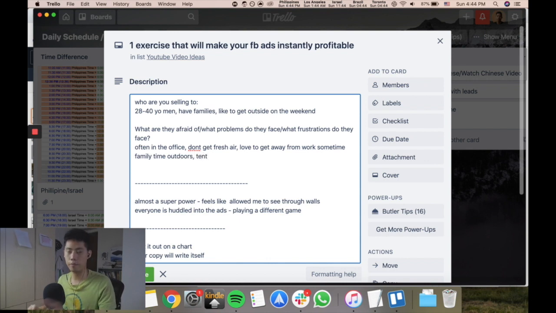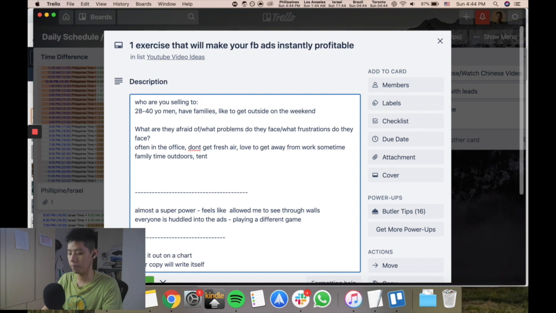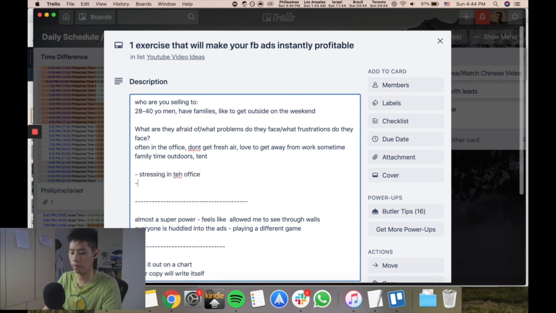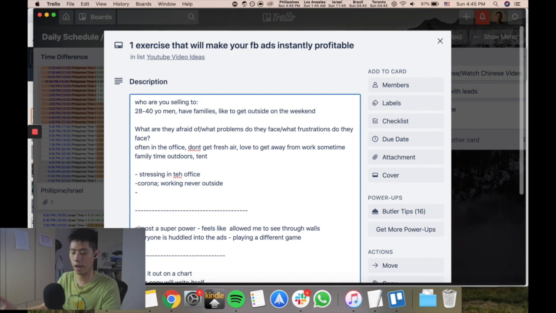After defining the customer persona, what you want to do is put all of this messaging into the product page and the copy. Be it on the ads, in the video, or on the actual product page where the conversion happens, you want to put all of this inside. For example, the pain point could be: you're always stressing in the office, always working and never outside. It's time to get outside, it's time to relax a bit, get some fresh air. Then how about a camping trip outdoors?